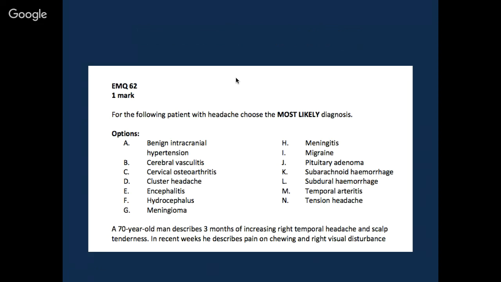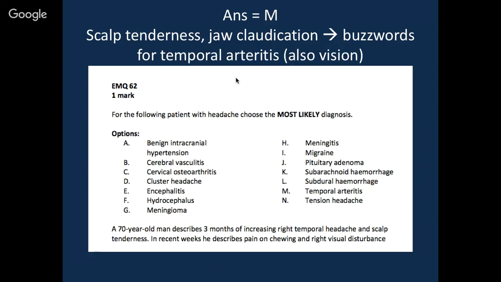So, a 70-year-old man describes 3 months of increasing right temporal headache and scalp tenderness. In recent weeks, he describes pain on chewing and right visual disturbance. I hope I've made the answer obvious to everyone, yes? Someone yell it out, please. Everyone happy that M is the answer to this question? Good. Everything here is a buzzword for temporal arteritis. Literally, it's just a description of temporal arteritis.